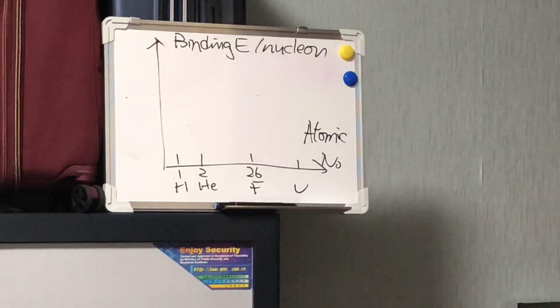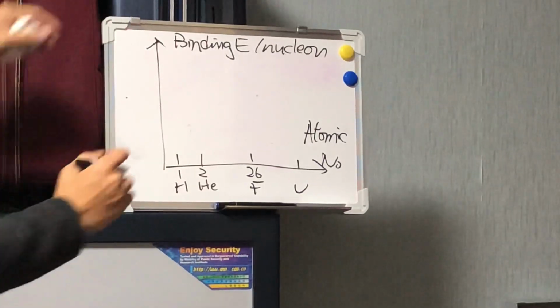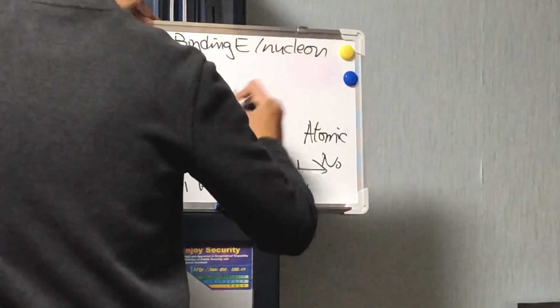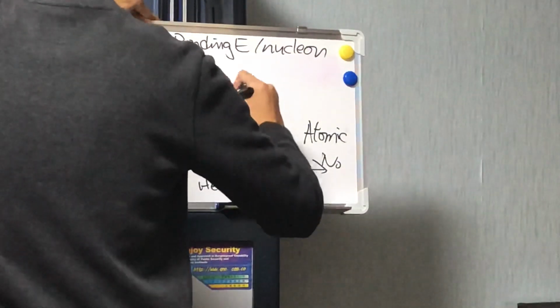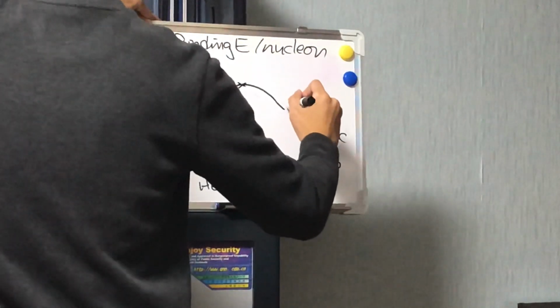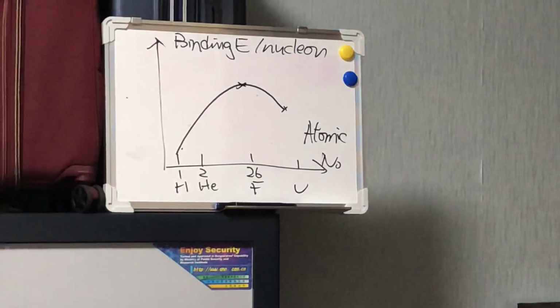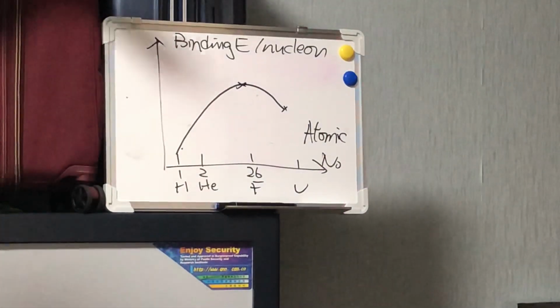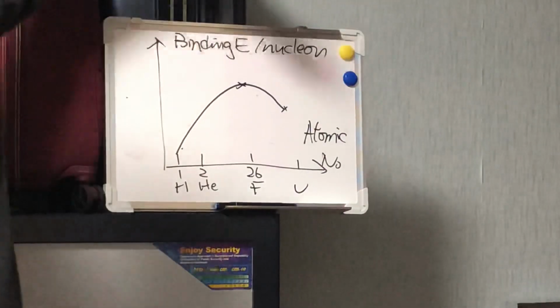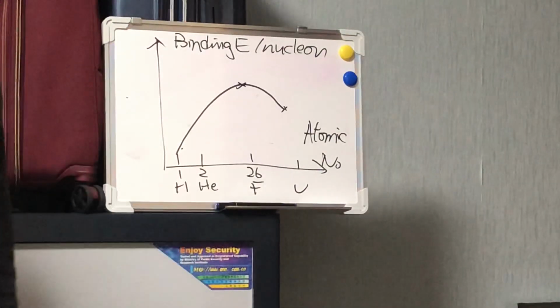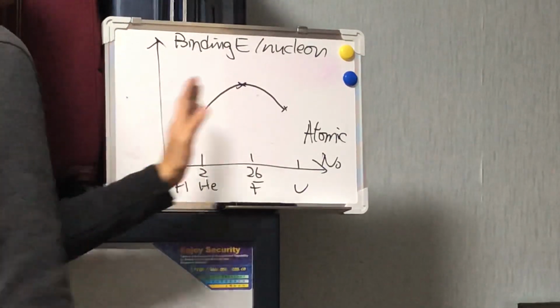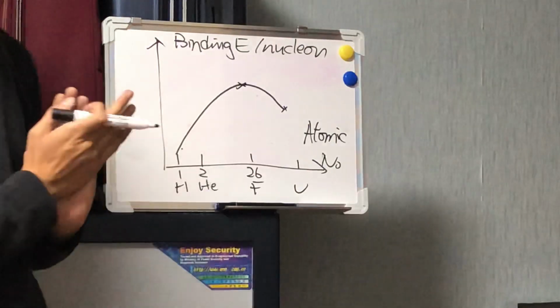If you plot the diagram like this, you will find this pattern. The binding energy per nucleon for iron is the highest, and it is lower for the other elements.